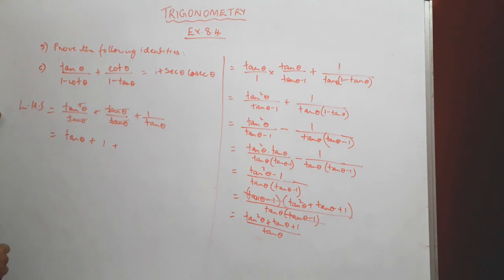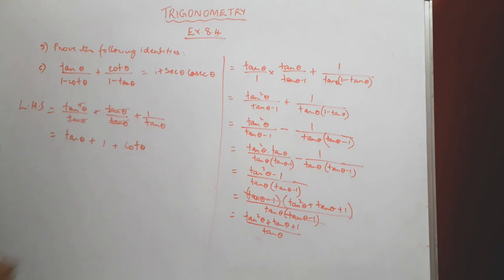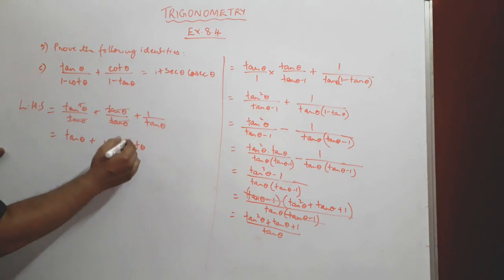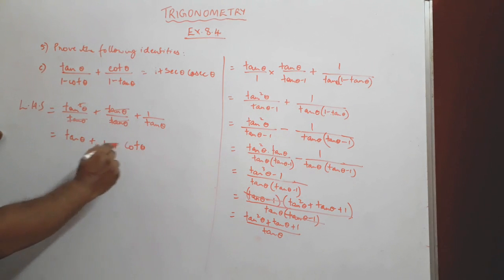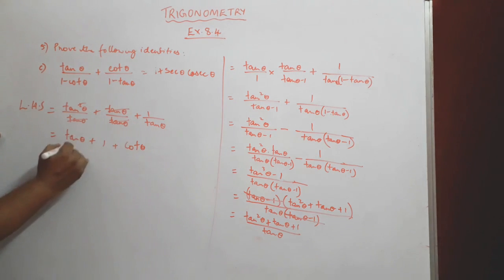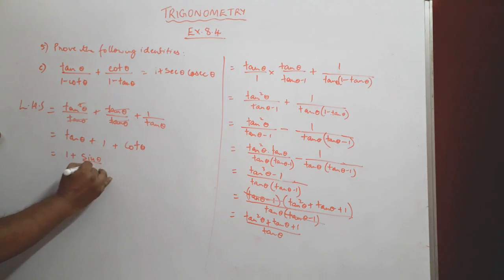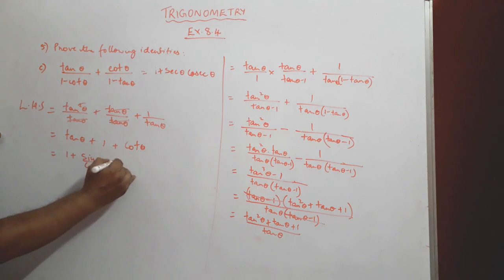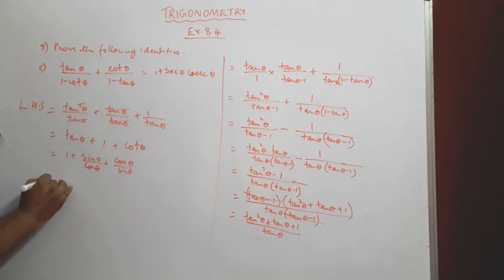Okay, now that 1 upon tan theta, we can write it as cot theta, because 1 upon tan theta is equal to cot theta. Cot theta is the reciprocal of tan theta. So now the denominator is gone, we no longer need the denominator. Now this whole thing can be written as 1 plus tan theta, I can write it as sin theta upon cos theta, and cot theta can be written as cos theta upon sin theta.